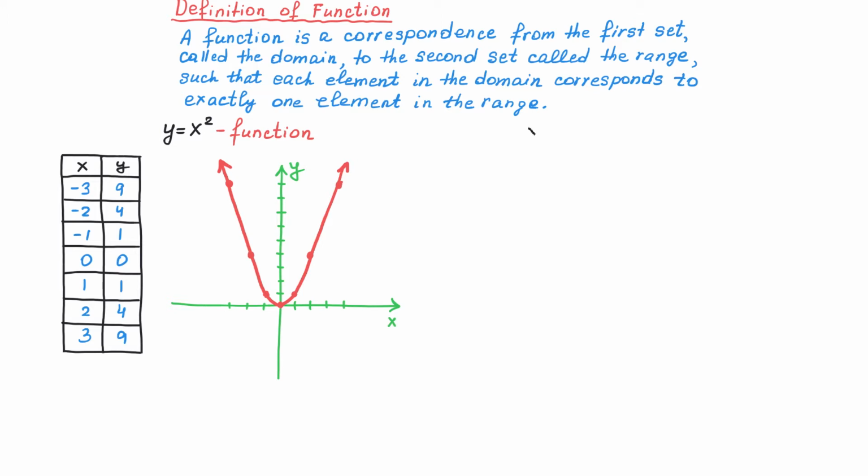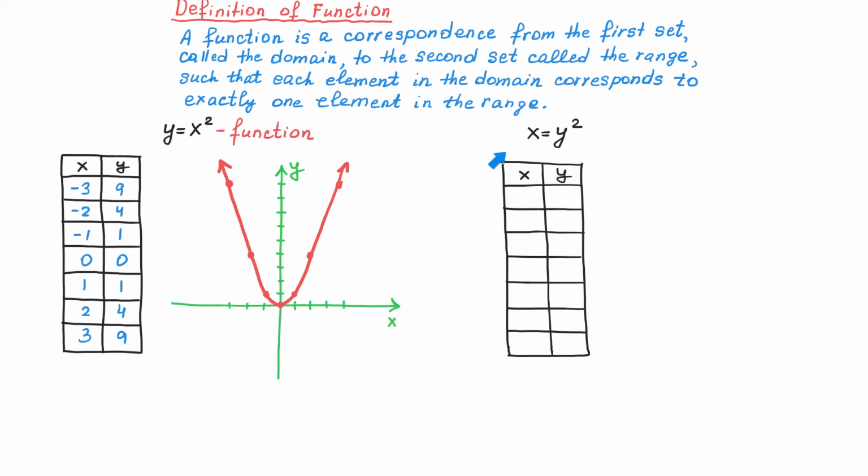And that is x equals y squared. Let's create a table of values for x and y. Now, if we look at this equation, we get x by raising y to the second power. And we know that when we raise a number to the second power, the result could be 0 or positive. So, in place of x, we can't use any negative numbers.